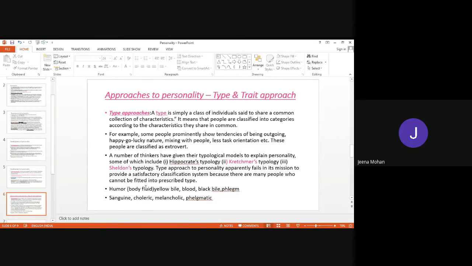Humor means, in simple words, the body fluid. These body fluids determine the temperament, or how we behave in a particular situation. So this theory suggests that there are four fundamental personality types, or four types of temperament.